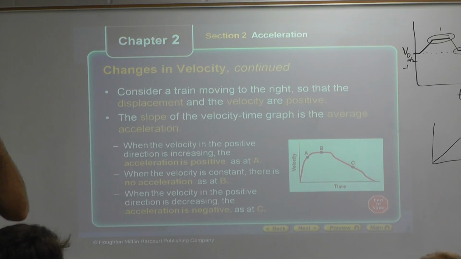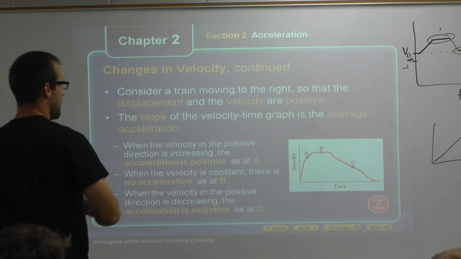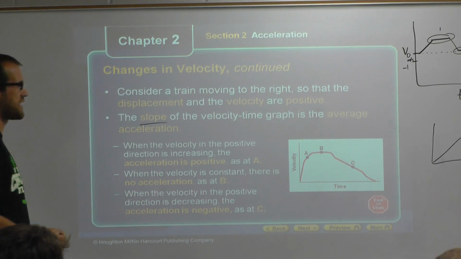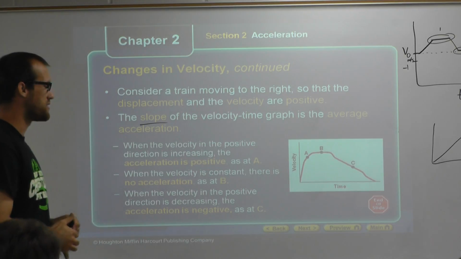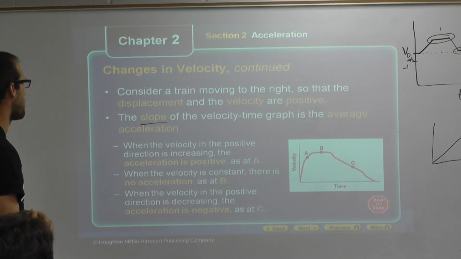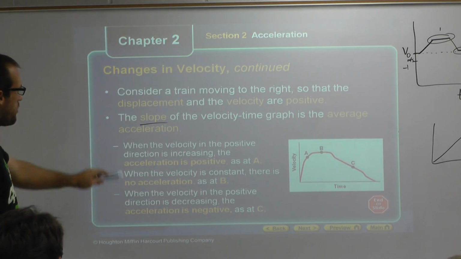So here's a velocity versus time graph where it's not as staggered as I have it. All right, here we go. The slope of the velocity versus time graph tells us acceleration. There's your notes where I'm getting that from. Let's just look at point A.